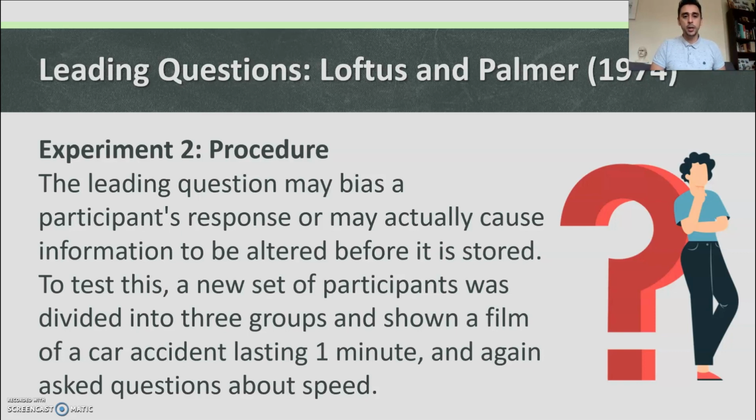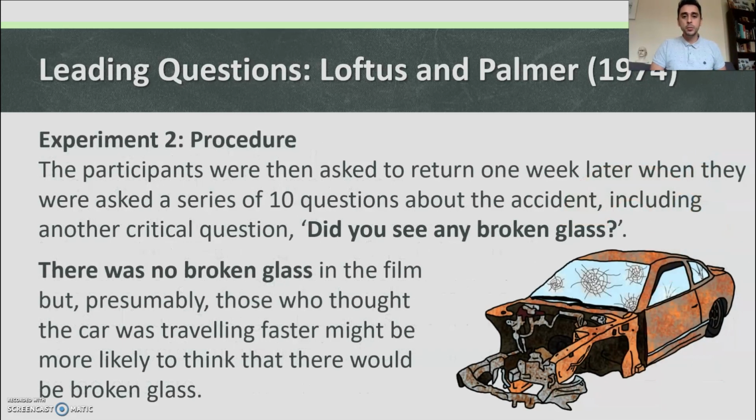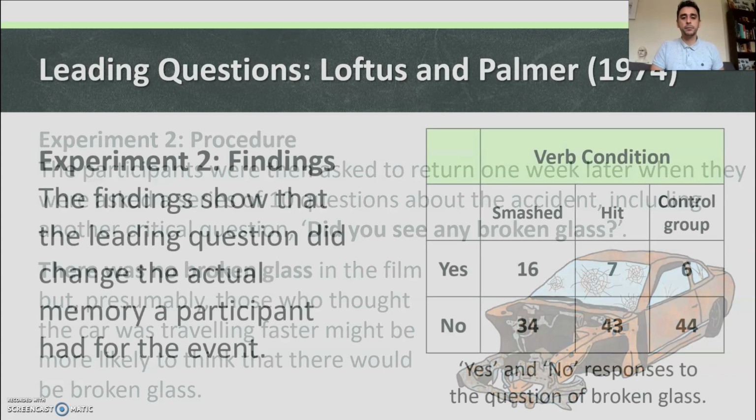That was the procedure. The participants were then asked to return 1 week later when they were asked a series of 10 questions about the accident, including another critical question: did you see any broken glass? There was no broken glass in the film, but presumably those who thought the car was travelling faster might be more likely to think that there would be broken glass.